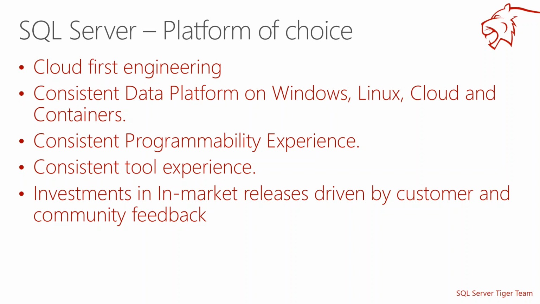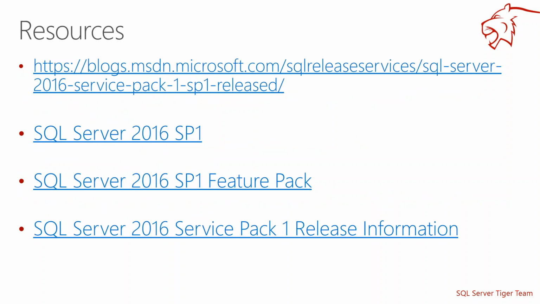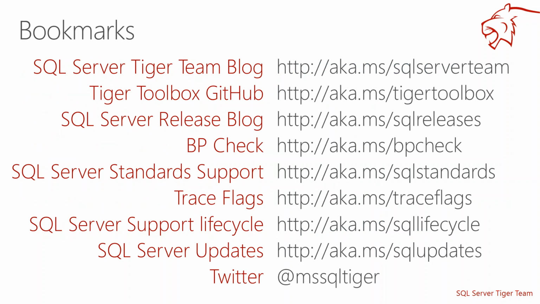These are some of the resources you should be aware of if you want to apply 2016 SP1 in your environment. The blog post is pretty detailed and talks about all the improvements we shipped with SP1. We have the Tiger Team GitHub toolbox, which has some of the perf reports, BP check, and Power BI reports which can read your system health session event. So you can explore GitHub for some of the free tools and start playing around. We have our releases blog, which will keep you up to date on our latest releases, SQL Server trace flags, lifecycle support, and our Twitter handle.